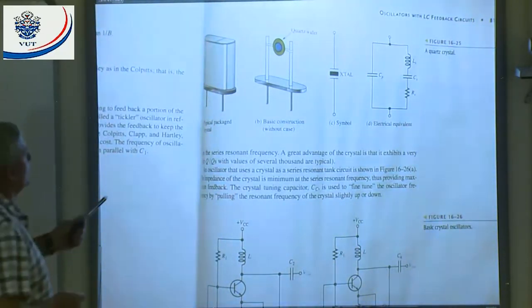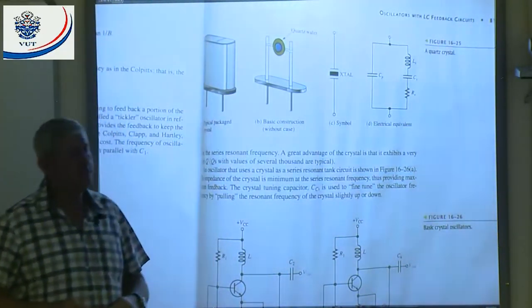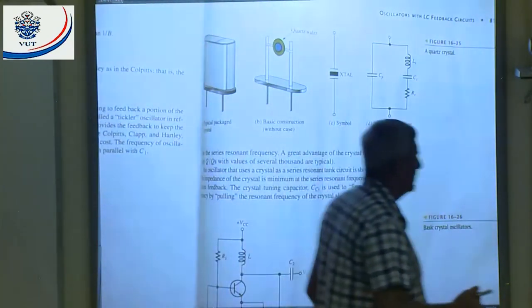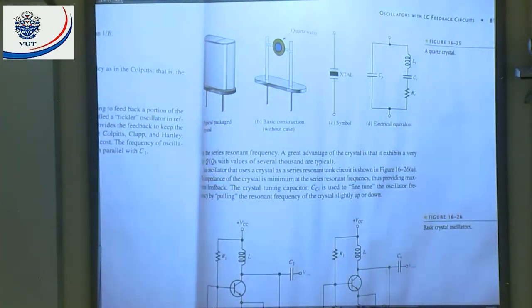One problem, we can't go to too high frequencies, because what happens? You can only cut that crystal to certain dimensions. And the thinner you make that slab, the higher the resonant frequency, all right? But the nice thing about a crystal, we've got very high Q values, and due to these high Q values, your resonant frequency is quite sharp.